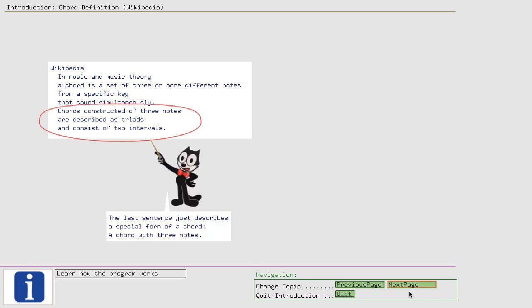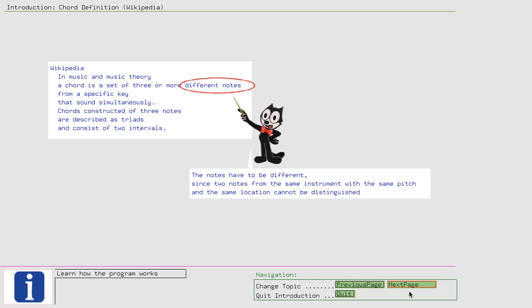The last sentence just describes a special form of a chord with 3 notes. The notes have to be different, since 2 notes from the same instrument with the same pitch and the same location cannot be distinguished. The resulting sound would be the same as if 1 note would be played, but louder.